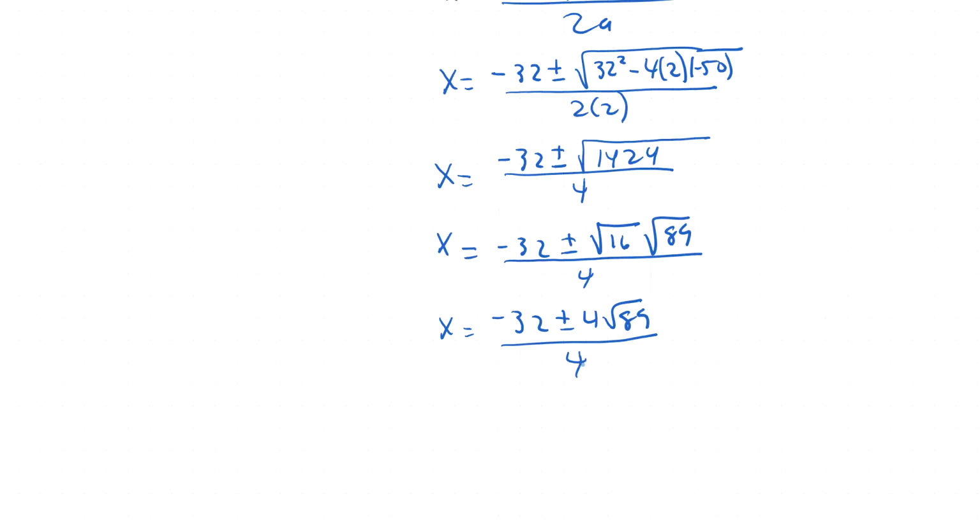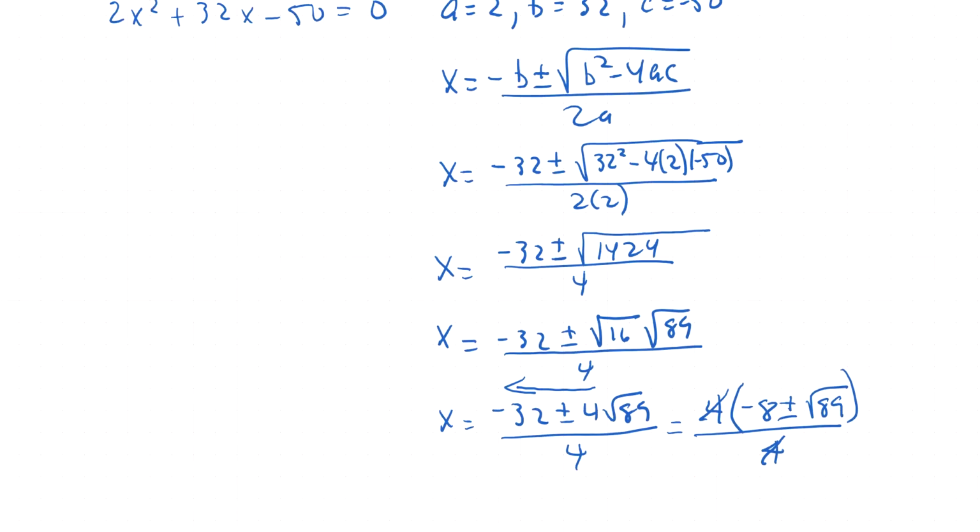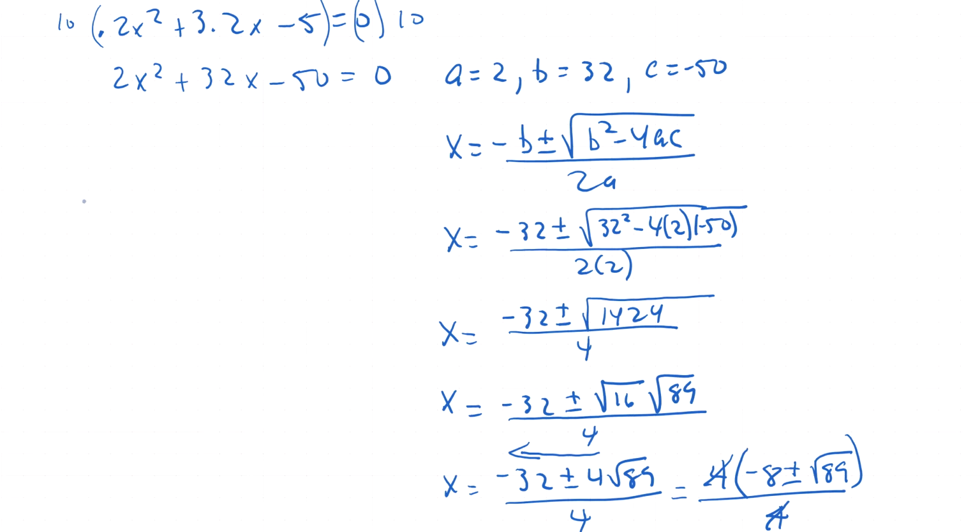Now remember what we talked about: when you simplify these, we have to factor out our factors this way. So what do 4 and negative 32 have in common? They have 4. So you would have 4 times negative 8 plus or minus the square root of 89, divided by 4. And so then this cancels out our 4. And so we get that x is going to equal negative 8 plus or minus the square root of 89.